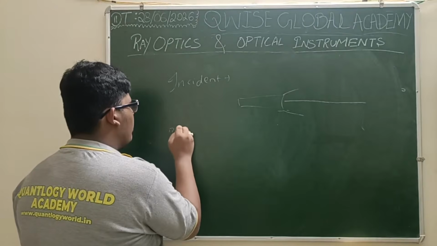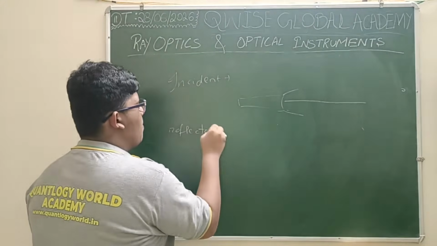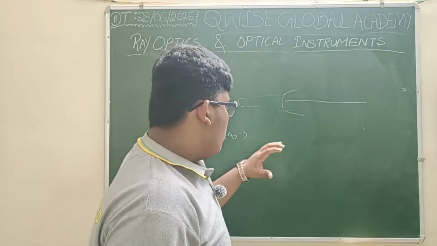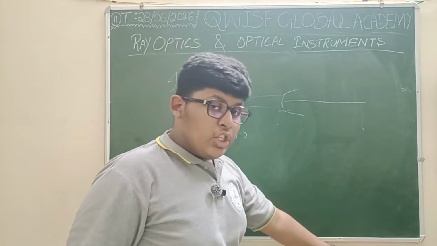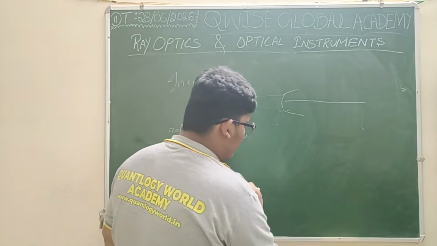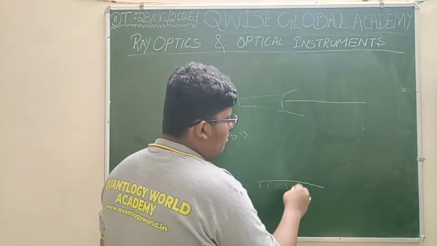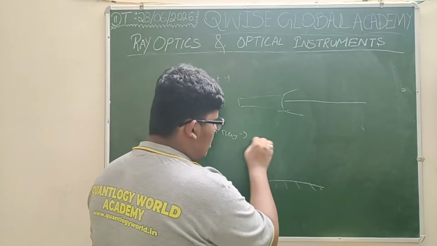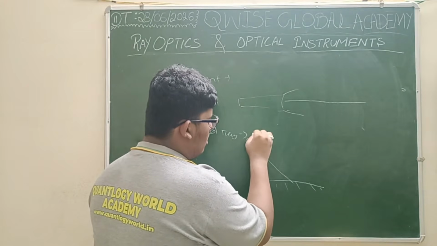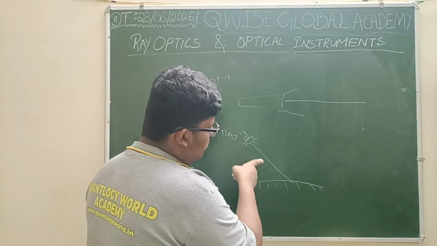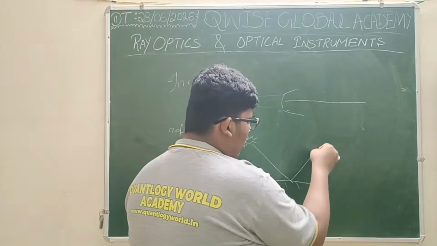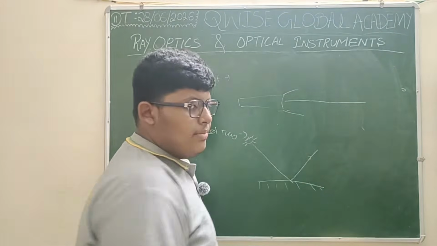Next is reflected ray. When light falls on a reflecting surface and reflects in a particular manner, that is called reflected ray. For example, this is a plain or polished surface. This is the incident ray, light coming from a source. Let's say this is the sun, which is a source of light. When light comes from the sun and touches the reflecting surface, it reflects in a particular manner. This ray of light is called reflected ray.